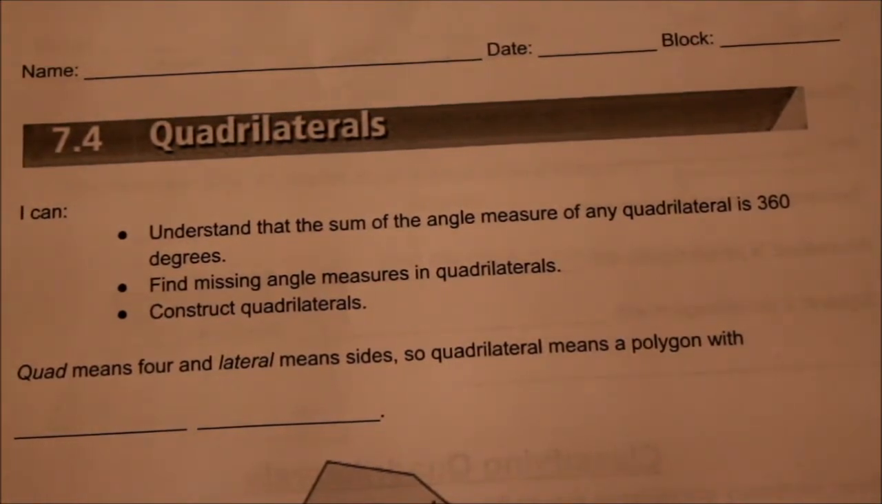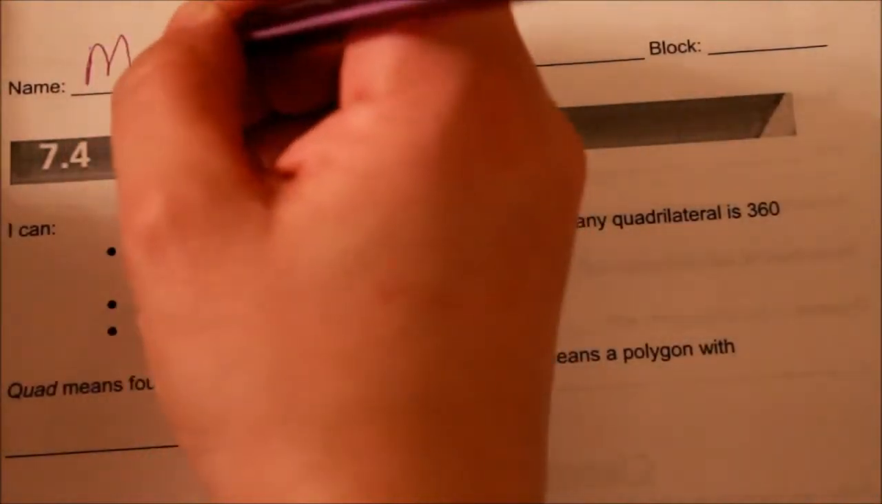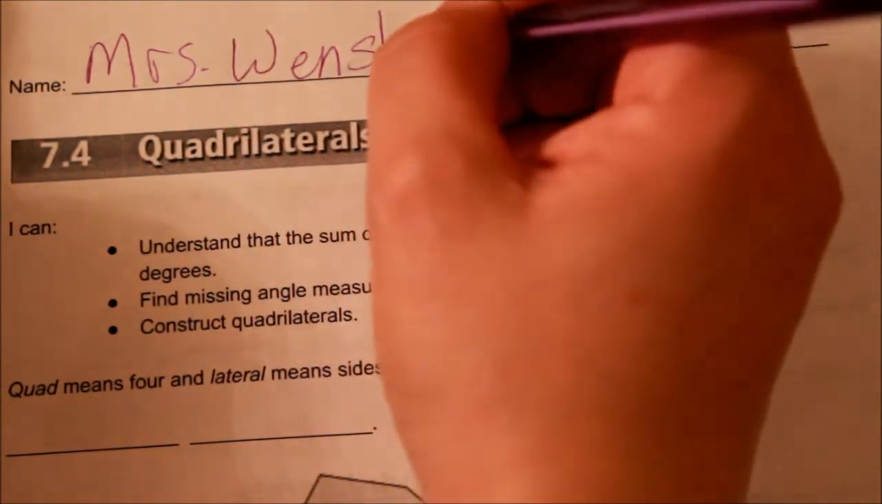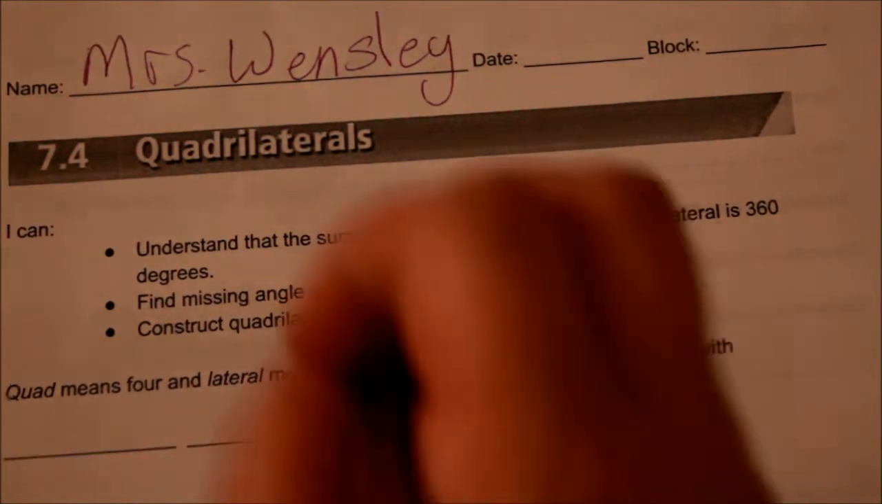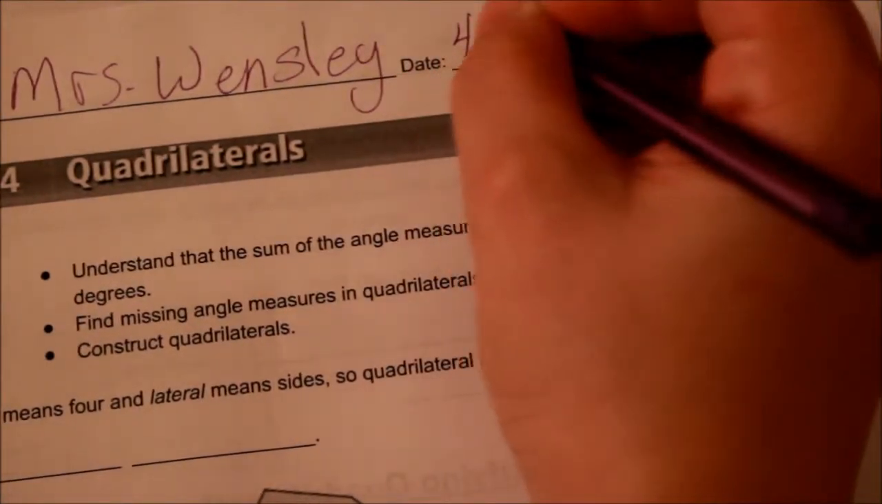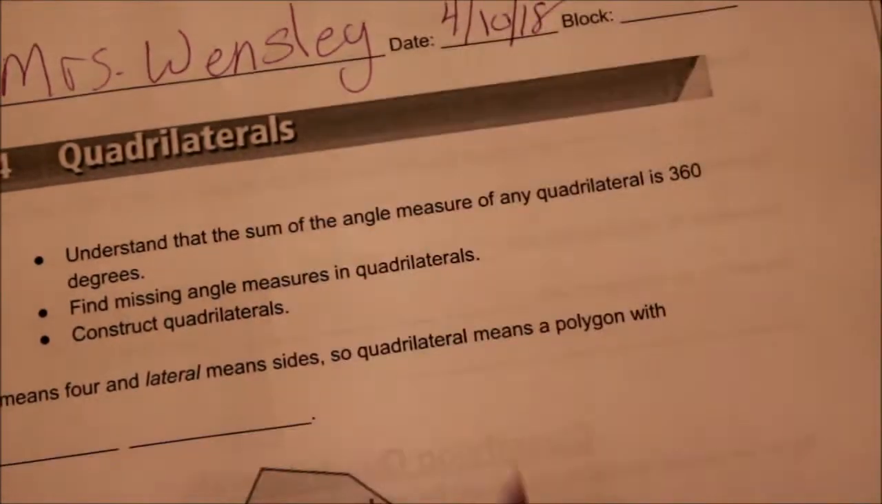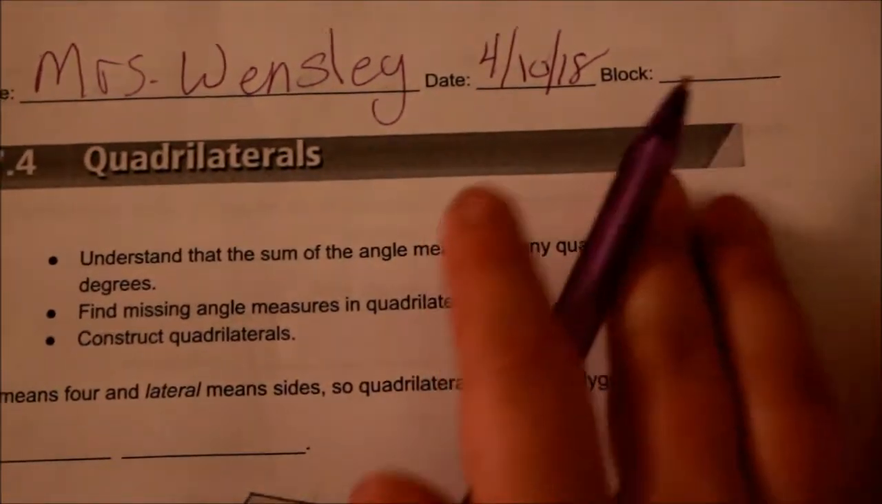All right, first thing I want you to do, put your name at the top of your paper. Also put today's date, 4/10/18, and put your block number.